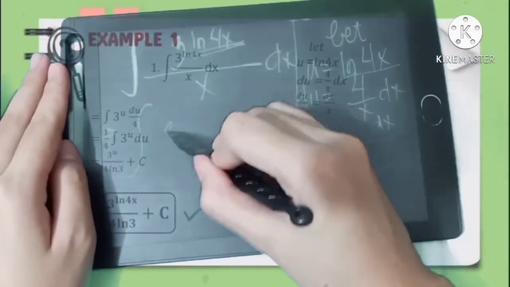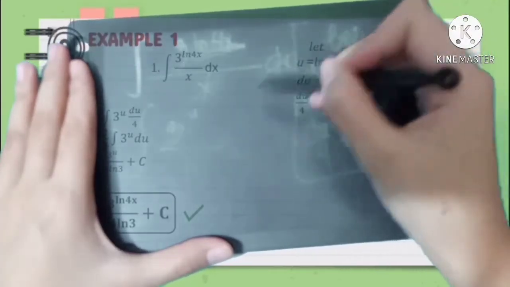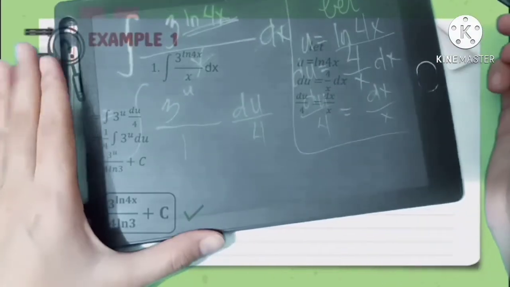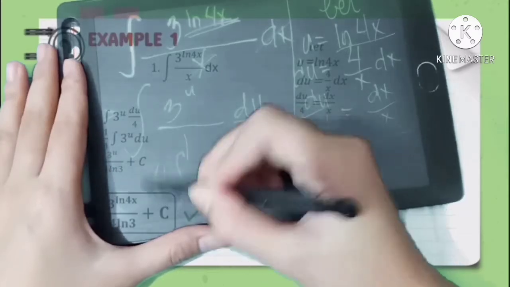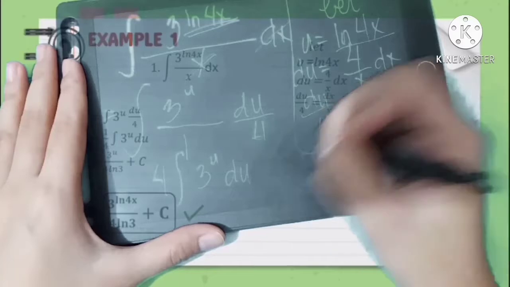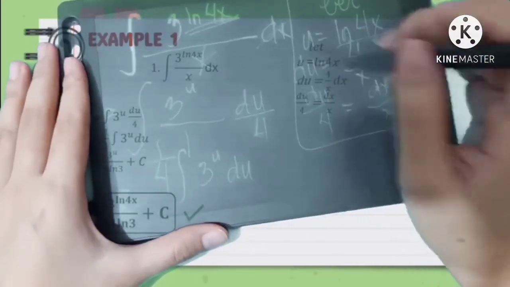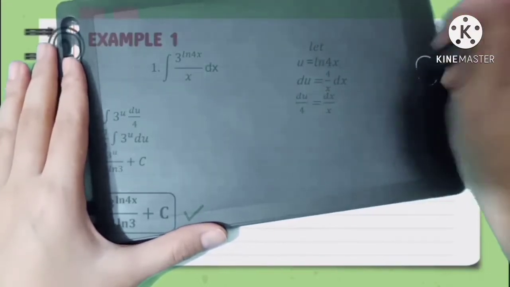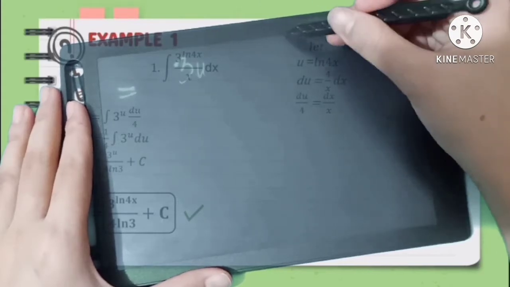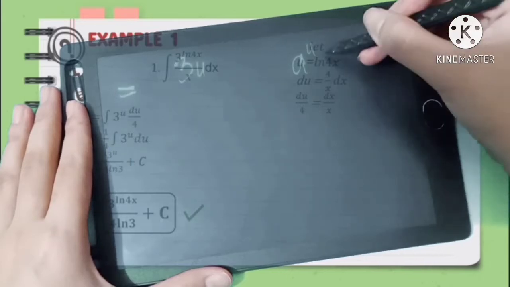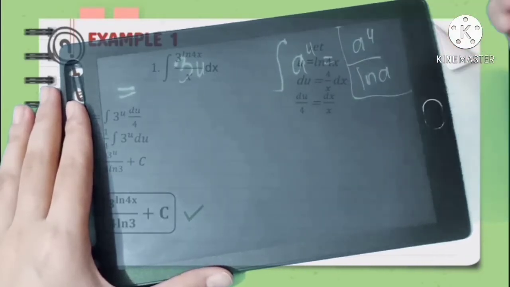So, that would be 3 raised to u, since yun yung ginamit natin u, over 1, since na-cancel na, tapos du over 4. So, etong 4, ilabas natin siya sa integral sign, since constant, diba? So, 1/4 and the integration of 3 raised to u, du. Pwede na siyang i-integrate, di ba? So, lipat natin. Well, remember na sa rule, the integration of a raised to u is equal to a^u over ln a. So, yeah, remember. That is in the rule.